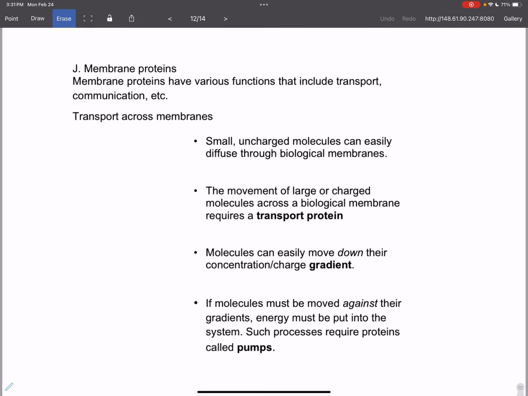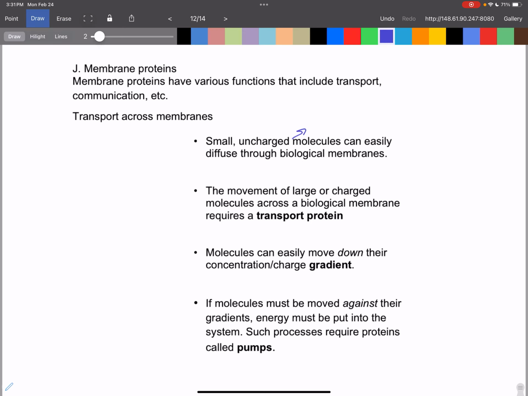one of which would be if we're talking about small, uncharged molecules. These would be things like oxygen, carbon dioxide, water, right? So rather small things that don't have charges. And these things can diffuse right through the biological membrane without any assistance, really. And so it might look something like this.